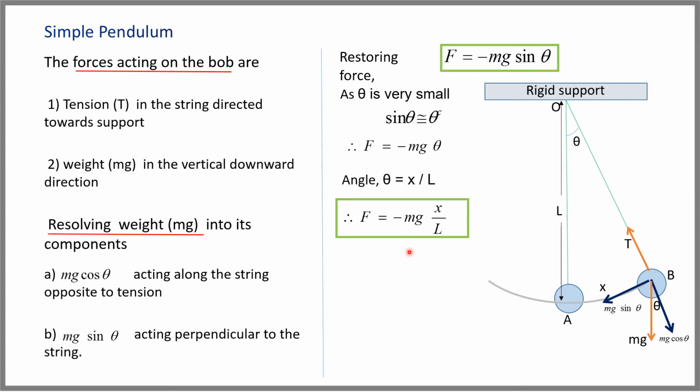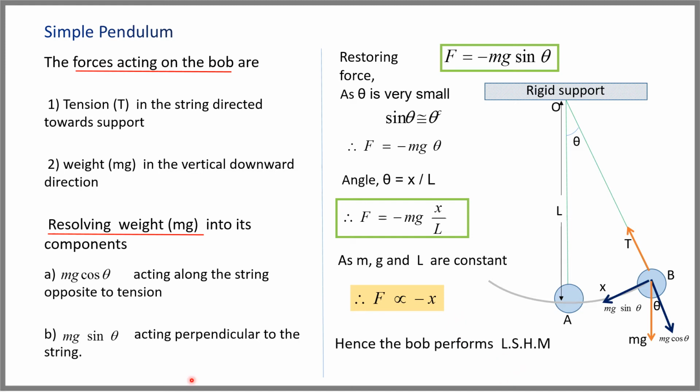The mass of the bob, acceleration due to gravity at that place, and the length of pendulum are constant. Hence we can write the restoring force is directly proportional to displacement, and the negative sign shows that the direction of displacement and the restoring force are opposite to each other, which is the same as the concept of linear simple harmonic motion. So here we get the motion of simple pendulum is linear simple harmonic motion.